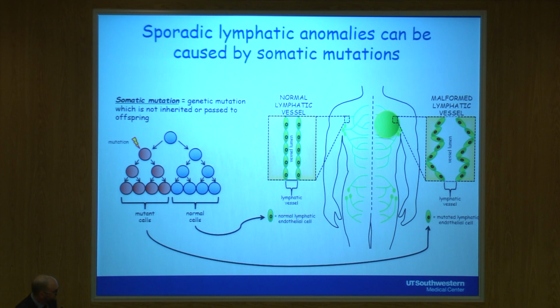So in this case, what we're looking at on the left is just a schematic of some lymphatic endothelial cells, and a mutation randomly occurred in a lymphatic endothelial cell. Those mutant lymphatic endothelial cells are shown in red, and you can see that this mutation is passed on to the daughter cells, and these mutant lymphatic endothelial cells go on to form abnormal vessels, whereas the normal lymphatic endothelial cells form normal lymphatic vessels.